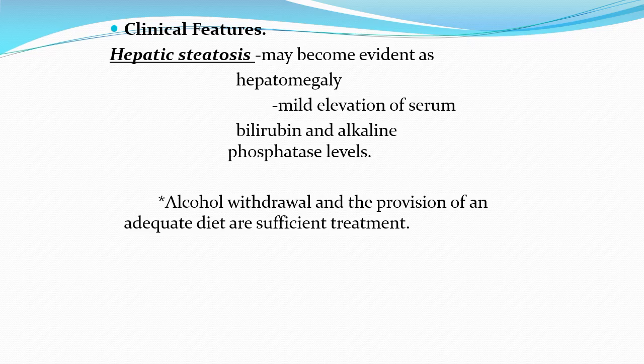Now the clinical features. First, hepatic steatosis, which may become evident as hepatomegaly. Then there is a mild elevation in serum bilirubin and alkaline phosphatase levels. Alcohol withdrawal and provision of an adequate diet are sufficient treatment for this hepatic steatosis. So there will not be many symptoms. Elevation of serum bilirubin will be there, alkaline phosphatase will be increased, and along with it there is mild hepatomegaly.